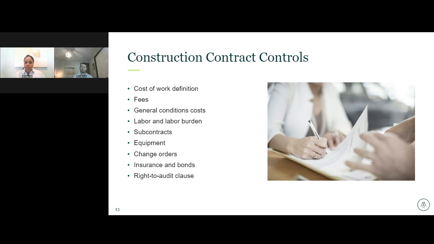Obviously, subcontracts will be included within your cost of work, any owned or rented equipment, terms and conditions on change orders, what's allowable, what's not allowable, what are the markup percentages. Same thing with insurance and bond. What are the terms around that? Is that a percentage base? Is it based on the actual cost that's incurred? And then kind of most importantly, the right to audit clause. So that allows you as a project owner to audit your contract and your project. So that means whether you're contracted directly with subs or if you have a contract with a general contractor or CM firm, that gives you the ability to open up those books and look at what costs they're actually incurring.